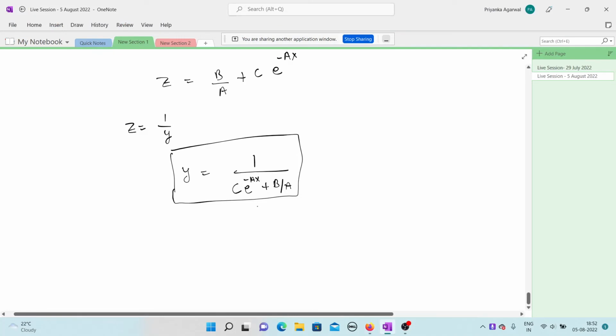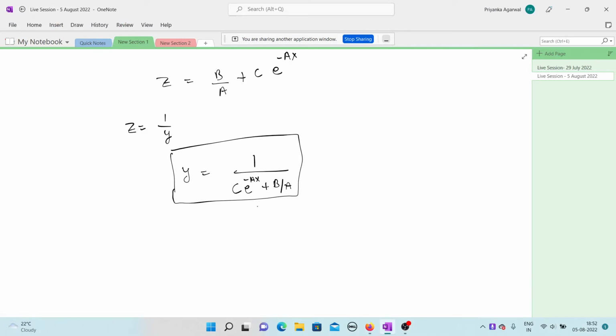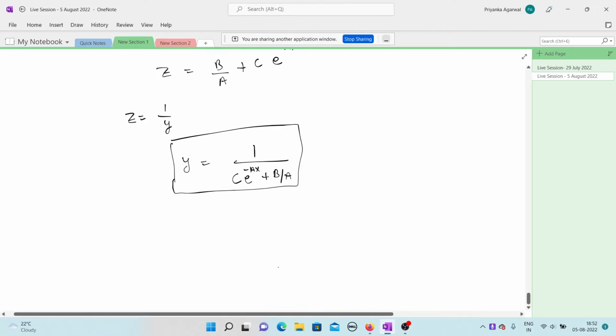Is my screen visible now? Great. Sorry, I lost connection for a while.